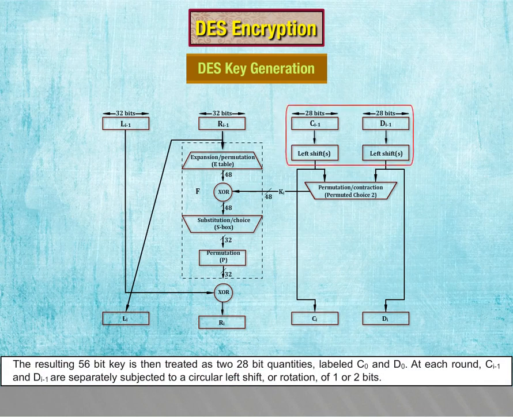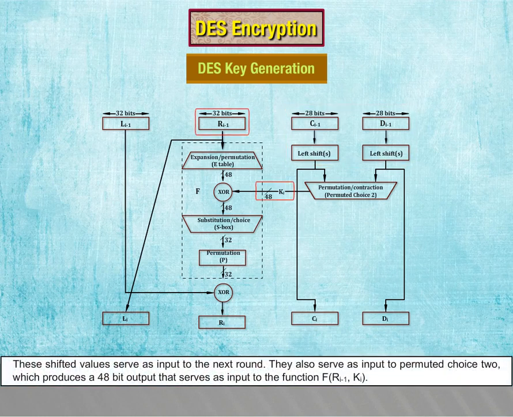At each round, Ci-1 and Di-1 are separately subjected to a circular left shift or rotation of 1 or 2 bits. These shifted values serve as input to the next round. They also serve as input to permuted choice 2, which produces a 48-bit output that serves as input to the function f of Ri-1, Ki.